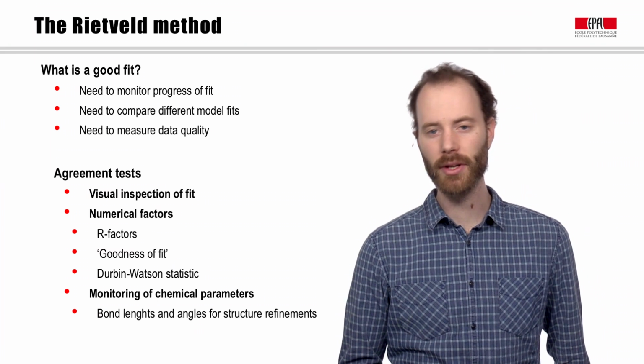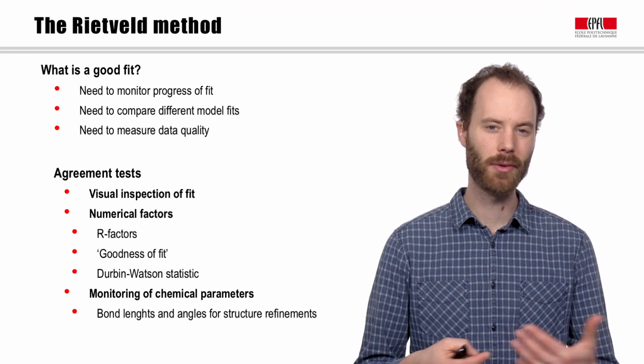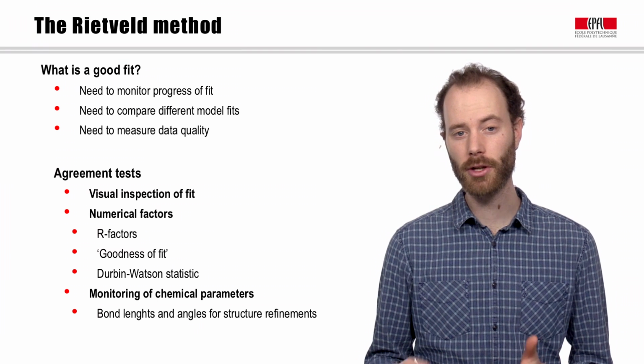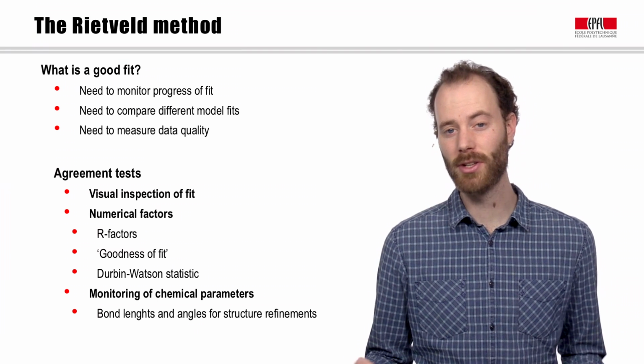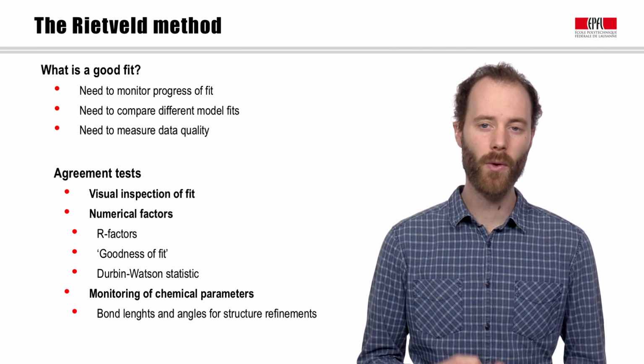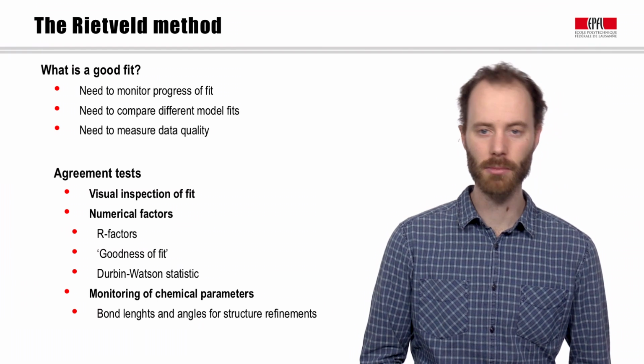Sometimes a very good fit is obtained by allowing very large shifts in crystallographic parameters such as unit cell parameters, or in crystal structure refinements, atomic positions. In these cases, it is good practice to always check whether the obtained crystal structure is chemically reasonable.